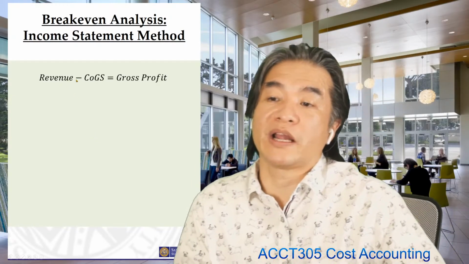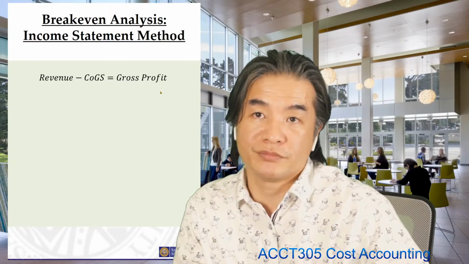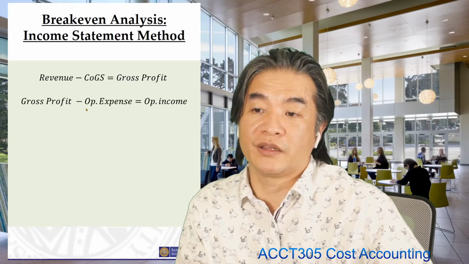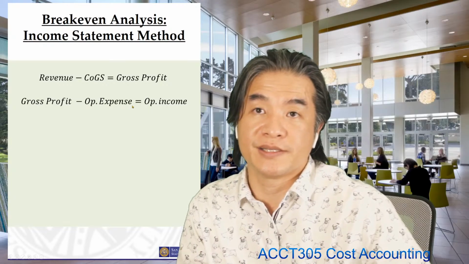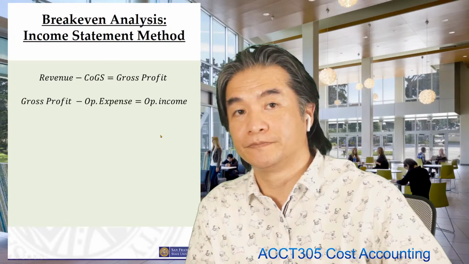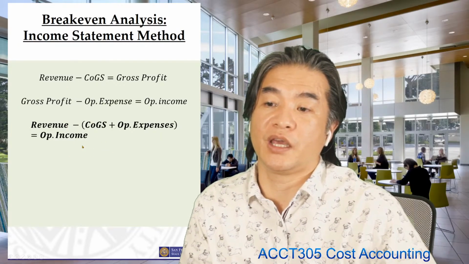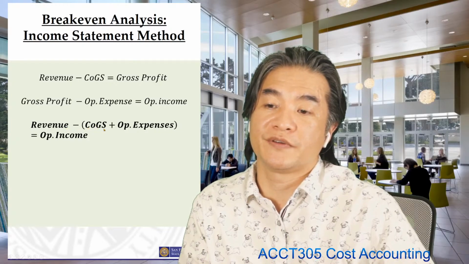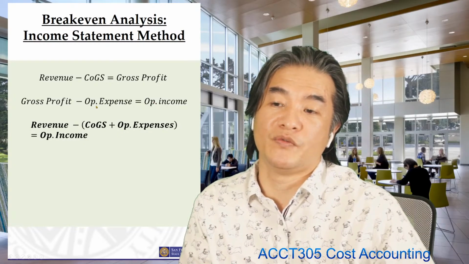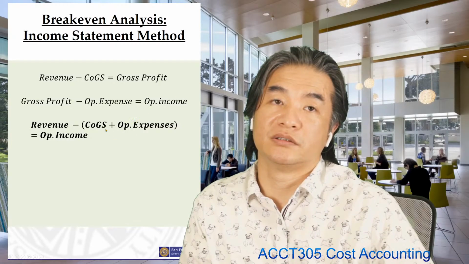First, revenue minus cost of goods sold, we get what? Gross profit or gross margin. And then from the gross profit, we subtract the operating expenses or period costs, right? We get our operating income. Okay, so we know from this over here, the cost of goods sold plus operating expenses, these are our total costs, full costs, right? Revenue minus them equals operating income. We just move the numbers around.